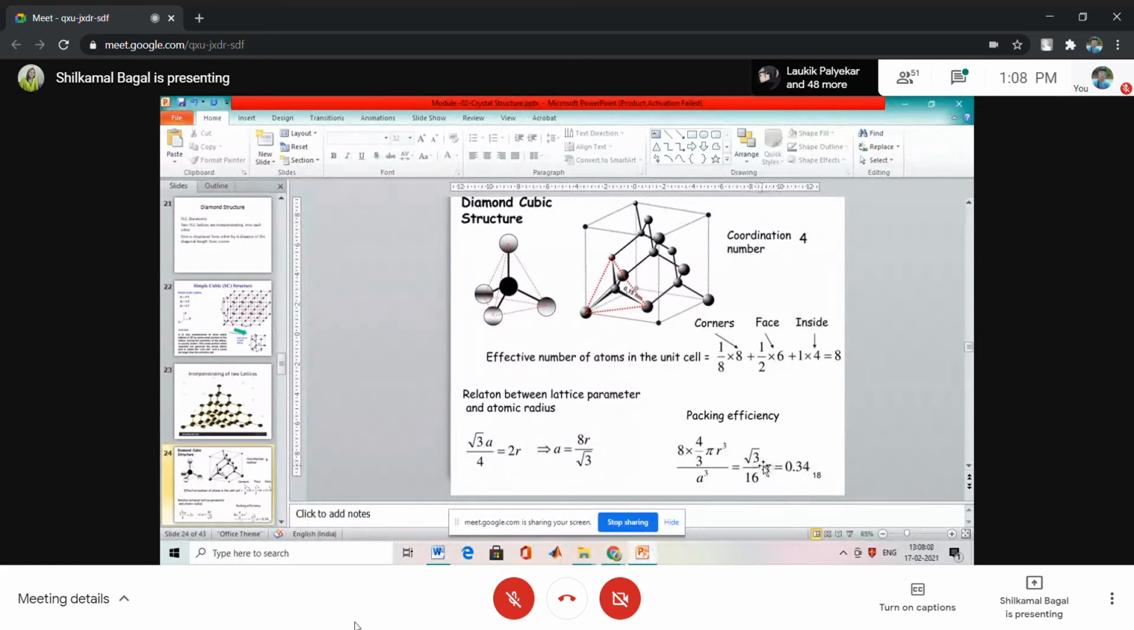There is not close packing of atoms. Okay, loose packing is there because only 34% of the crystal is occupied by the atoms, but still it is a hard one, and that is due to the covalent bonding of the atoms with each other. So remember what we have studied in case of diamond.